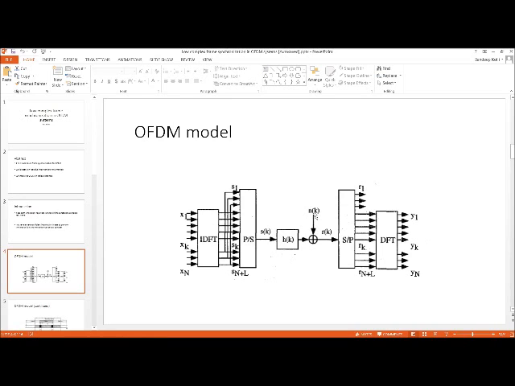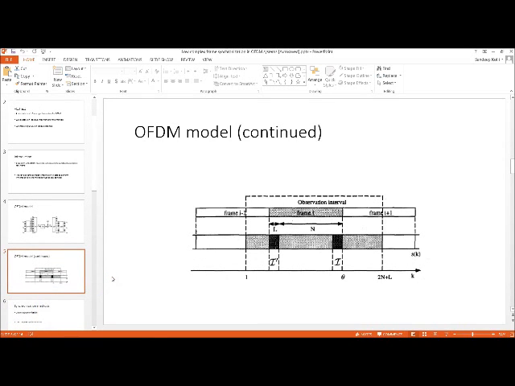The channel impulse response h of k is for now assumed to affect the signal s of k, and after that by additive white Gaussian noise n of k. Hence, after s of k is processed by h of k and added to the additive white Gaussian noise, we get the received signal. This is the structure of the transmitted OFDM signal with cyclically extended frames s of k. And as you can see, the frames are n samples apart.